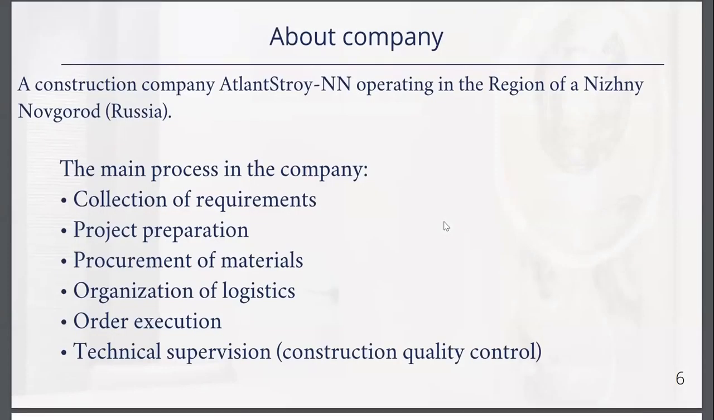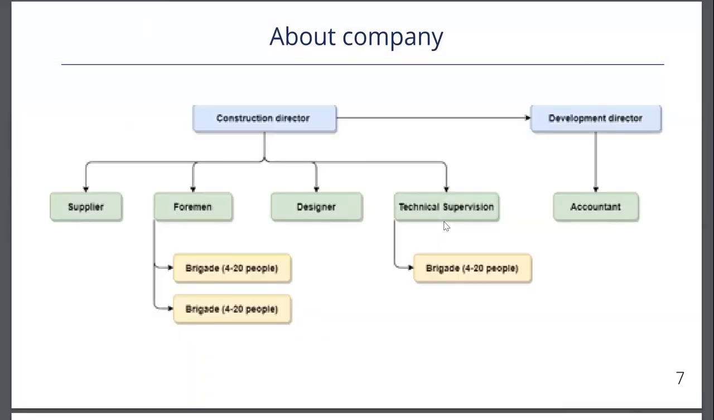During this research, we communicated with a concrete company that works in Nizhny Novgorod, a city in Russia, called Atlas Joining. They have typical processes for a construction company. Here we can see the current organizational structure. They have two directors, a supplier, a foreman, a designer, a technical supervisor, and an accountant.